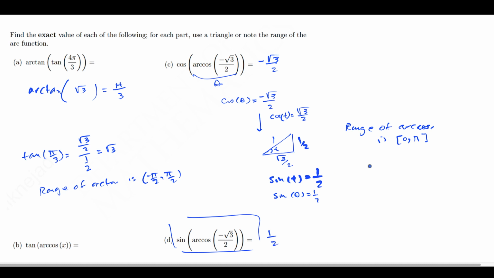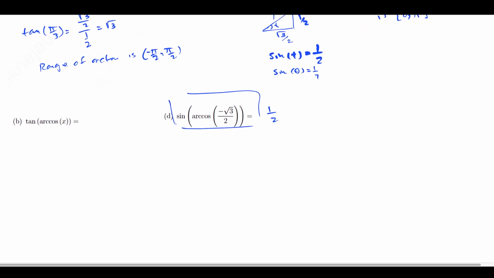What is remaining is to find tan of arccosine of x. Every time the output of an arc function should be considered theta. Theta is an angle whose cosine is x. Draw a triangle because it's asking for the tangent of theta. So for theta, x is the adjacent over 1 in a right triangle. Therefore, solve for this side.